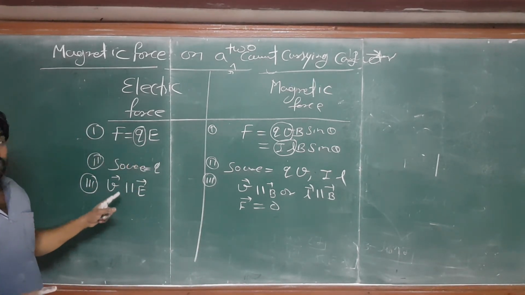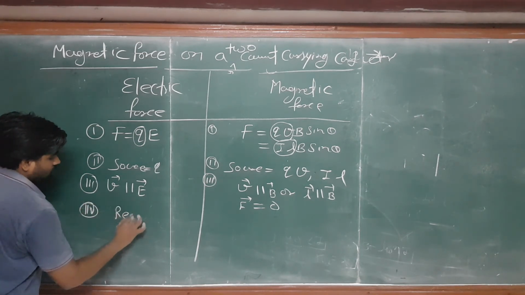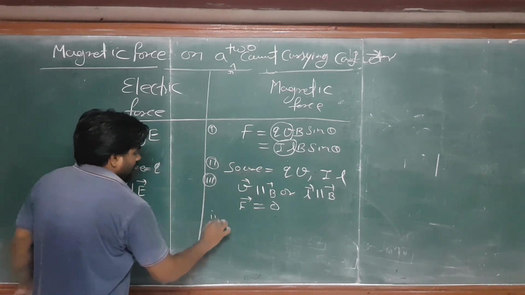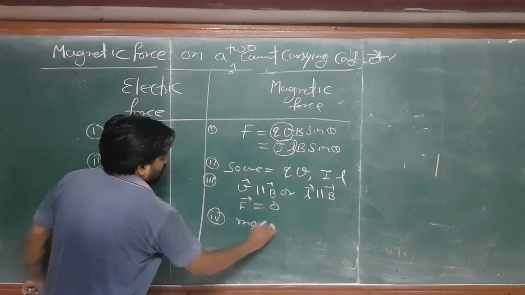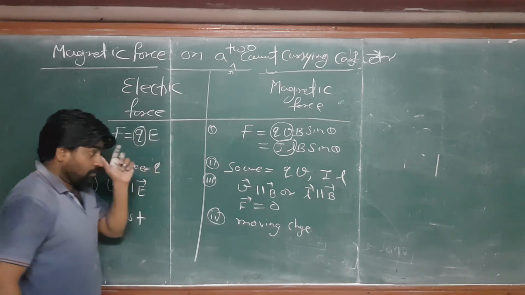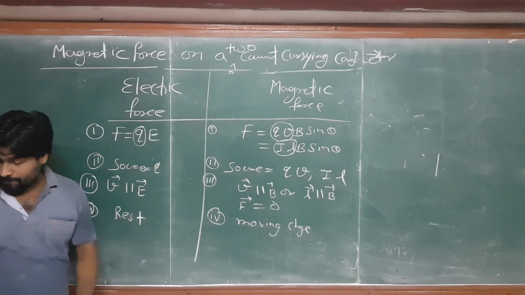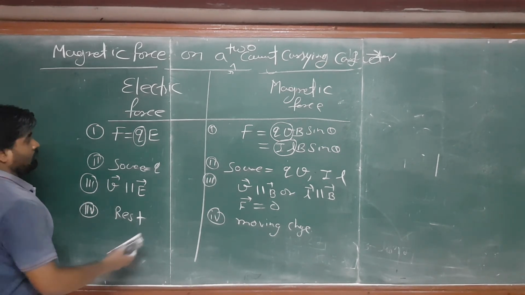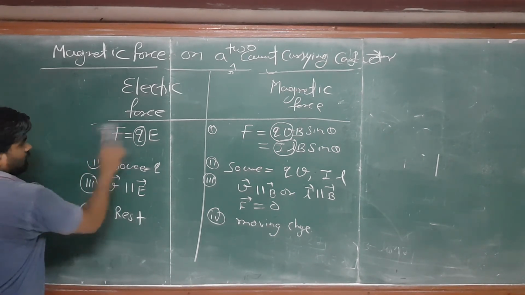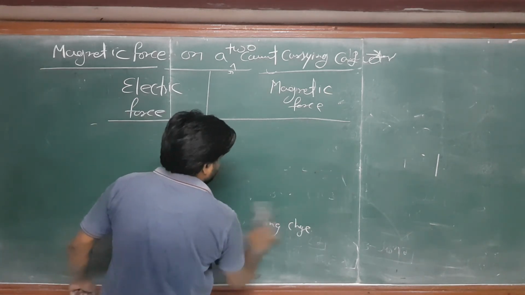Next point, the electric force acts on the rest charge and the magnetic force acts only on the moving charged particle. So these are the major points which need to be understood, right? Okay. So many more points you can write. I'm going to describe them to you again, newly.